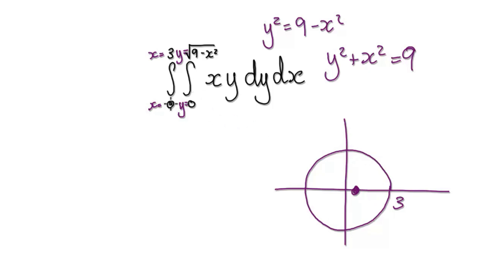And then it's saying scan from 0 to 3. So you're scanning from 0 to 3. So really the region you're talking about is this region here.